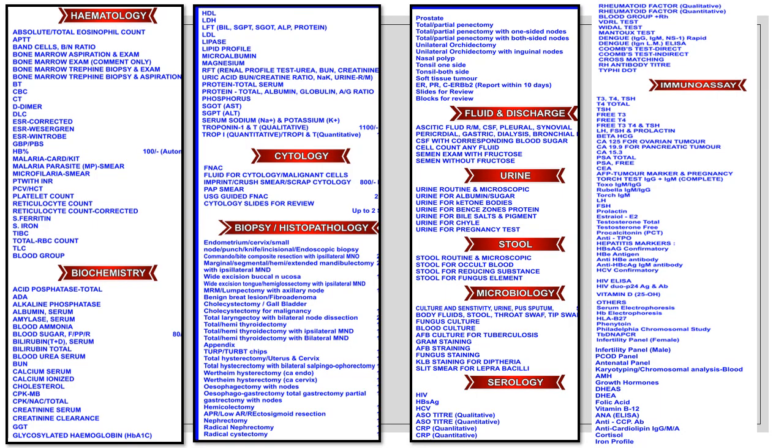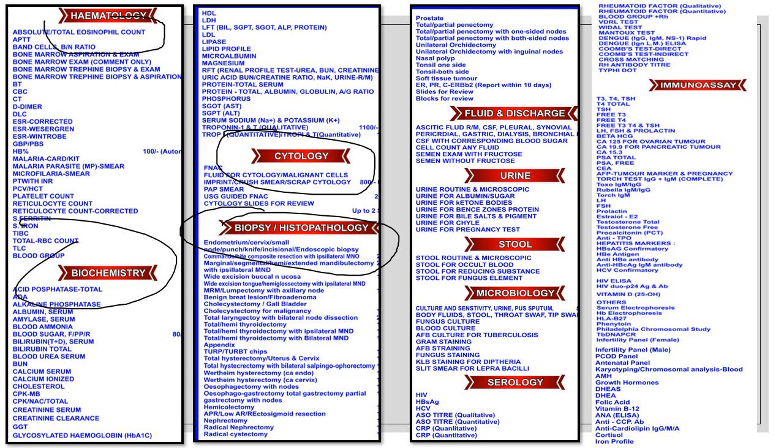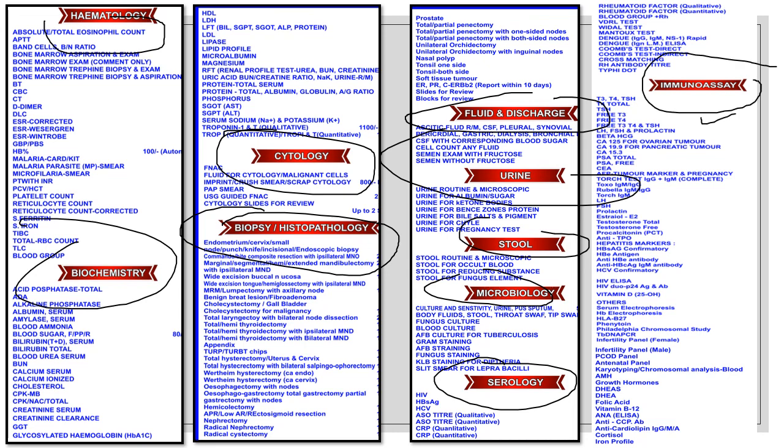And this is the last one, the tests that are available. Number one is hematological testing. Next you have biochemistry, cytology, biopsy or histopathology, serology, microbiology, stool, urine, fluid discharge, immunoassay, T3, T4, PSA, prolactin, that is milk secretion. So many times when a female conceives, when the child is born, breastfeeding is very essential. But sometimes a female is unable to provide milk due to absence of oxytocin and prolactin. So at that time, the child needs breast milk only. So these are the tests that could be performed prior to pregnancy.